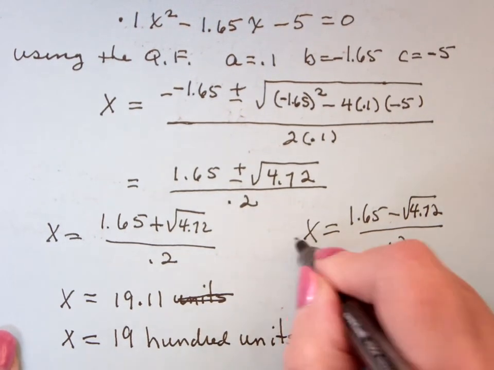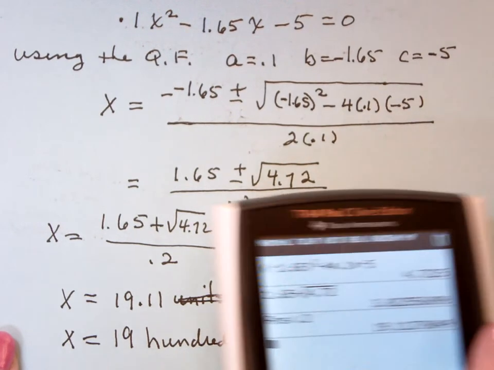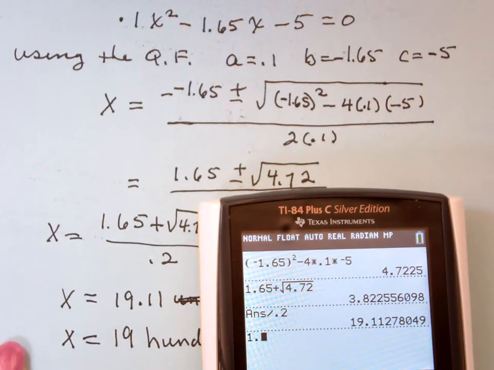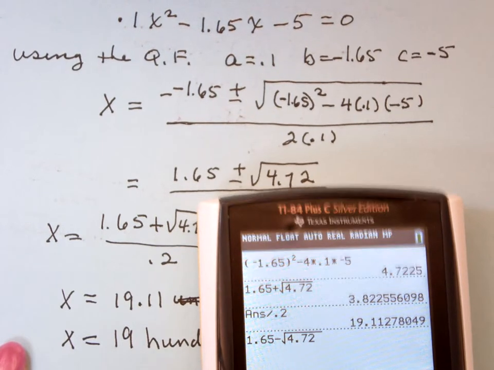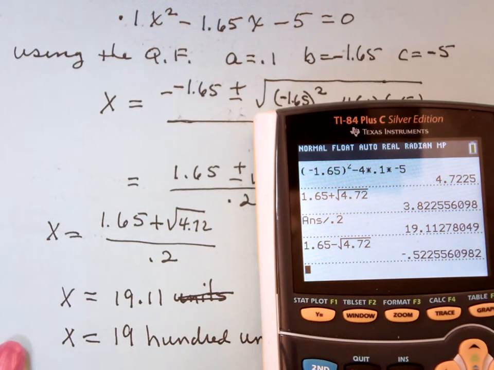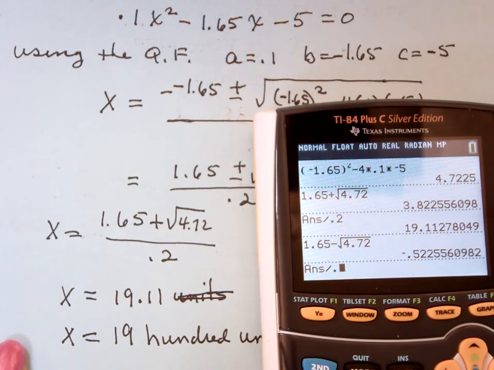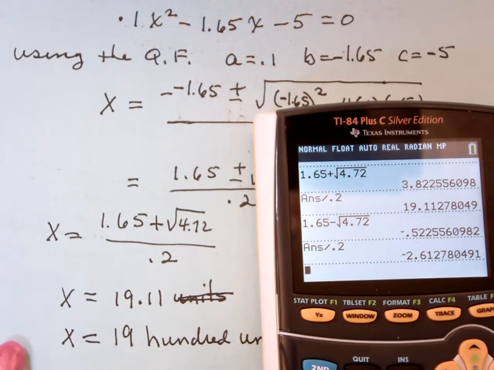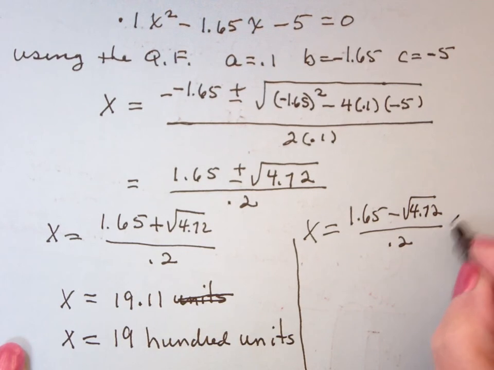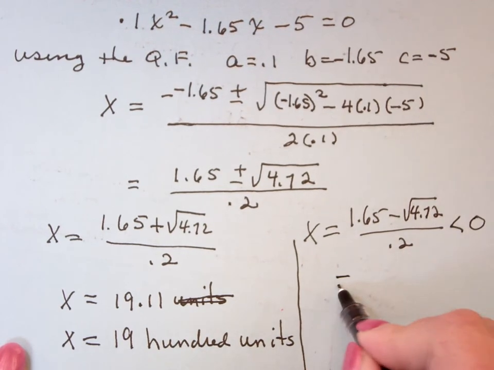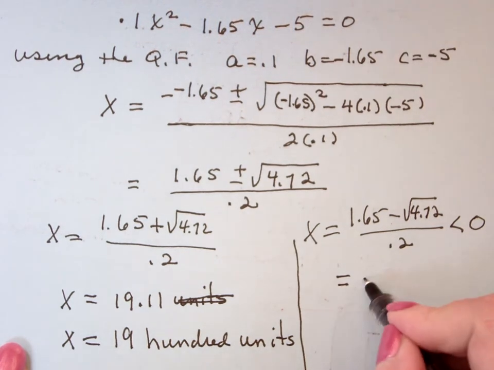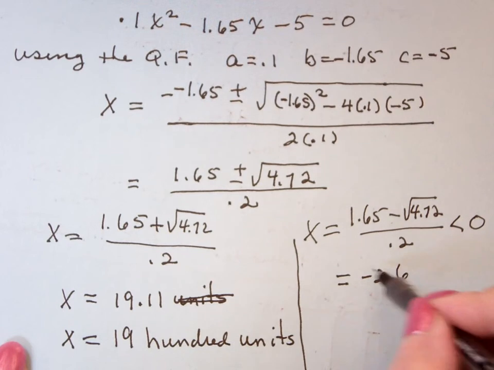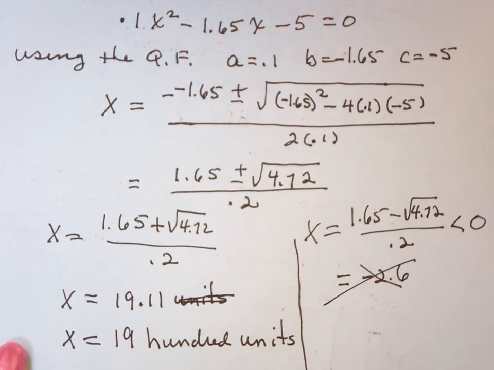Now, if I come down and do the other one, 1.65 minus the square root of 4.72. Enter, I'm coming up with a negative number. Divide 0.2. And I get a negative number, so this guy is going to be negative. This would be equal to negative 2.6. And so I exclude him, can't have a negative number of units.